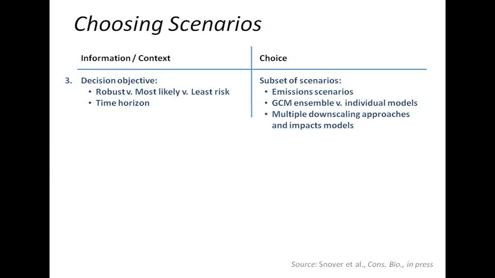Okay, so the last one, and I think this is one where we really get into navigating this whole array of scenarios that we have available and culling the list into something that's a little bit more manageable for analysis. So what do I mean by scenarios? Here I'm talking more broadly about not just scenarios of greenhouse gas emissions for the 21st century, but also different global models, different approaches to downscaling, different impacts models potentially.